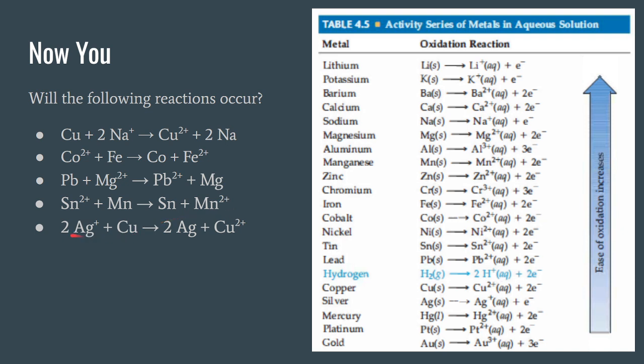Now, copper and silver. Copper metal, silver ions. Copper is above silver, therefore copper wants to be oxidized more than silver does, so this reaction will occur as written. Okay. So no, yes, no, yes, yes.